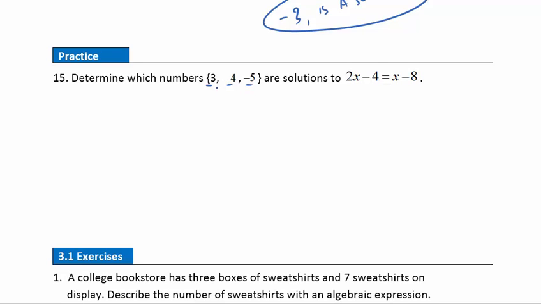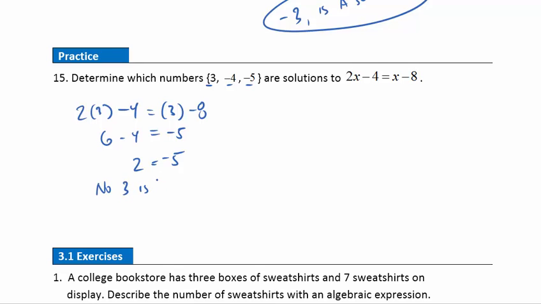All right, let's try the first one. So with the first one, we're going to substitute a positive 3 into here. So let's see, open set of parentheses with a 3. Okay, I'm going to simplify each side. 2 times 3 is 6. On the right side, 3 minus 8, that's going to give me negative 5. 6 minus 4 is 2, so I end up with this statement: 2 equals negative 5. That doesn't work. 3 is not a solution.